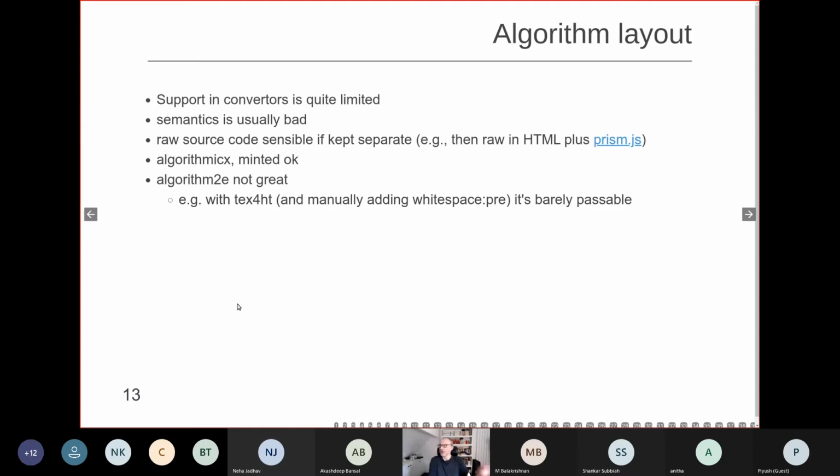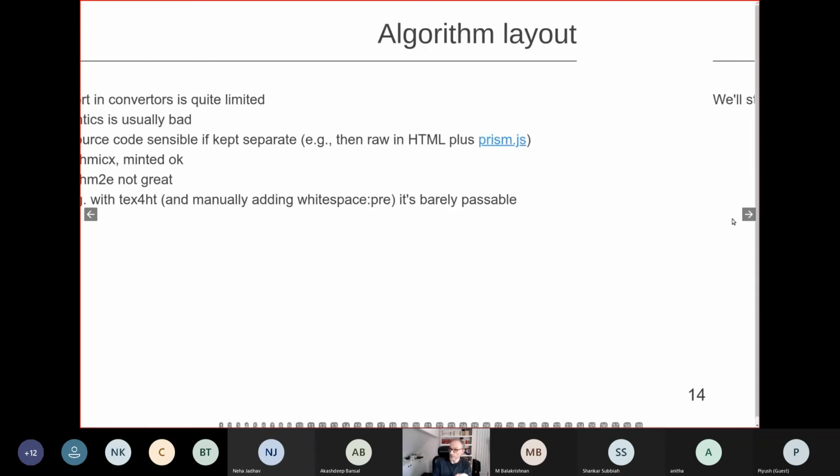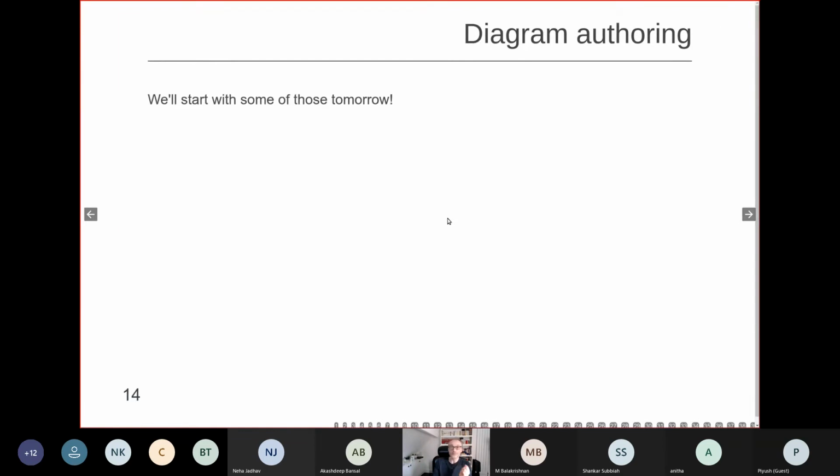Algorithms are difficult to do, and my general advice when converting papers that contain a lot of algorithms is to try to identify where the algorithms are, get them out and put them into a bespoke environment or bespoke system which can work with Markdown. Prism.js is one of these which allows you to easily work with algorithm content.